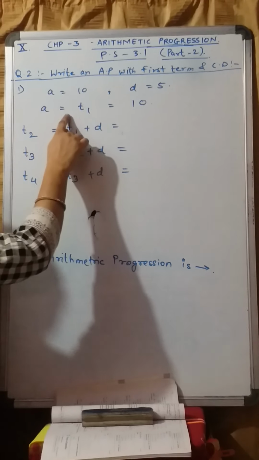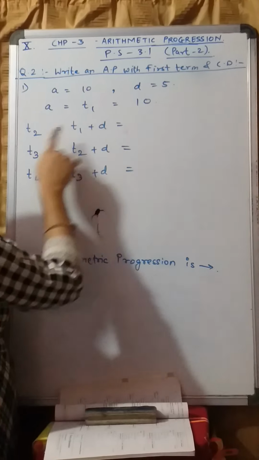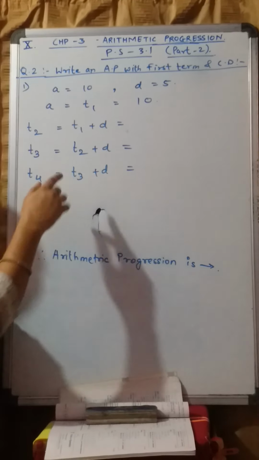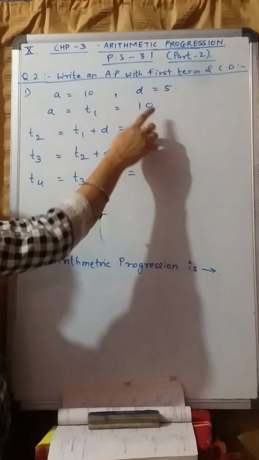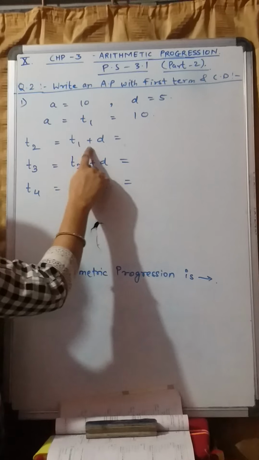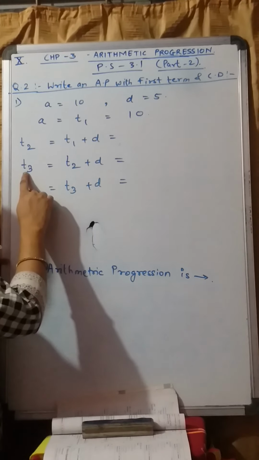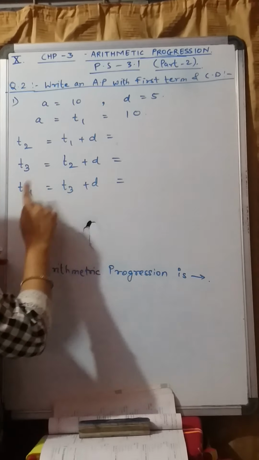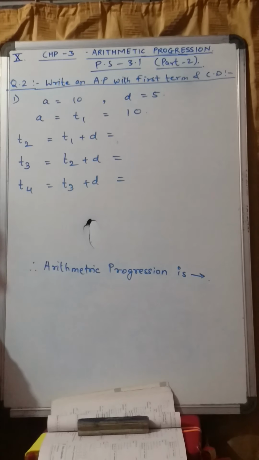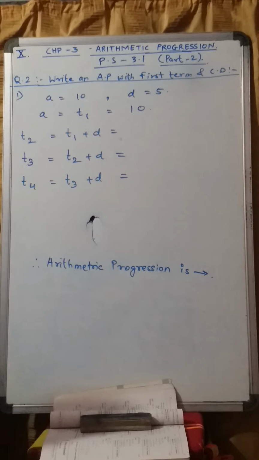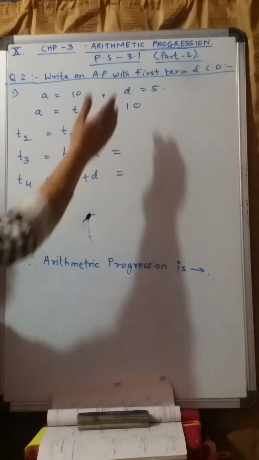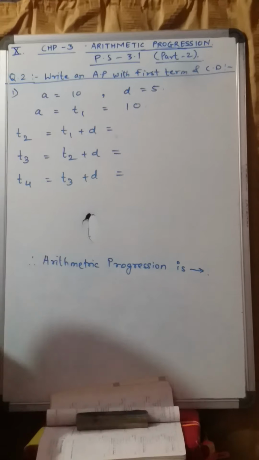देखो A दिया है, A कितना है T1, that is 10. Now to find T2 we have to just add in the previous term. Means what is the previous term was 10. Then you are going to add the common difference in the previous term, T1 plus D. If you want to find T3, it is T2 plus D. If you want to find the fourth term, in the third term you are going to add the common difference. Means each and every time if you want the next term, what you have to do is just add the common difference in the previous term.